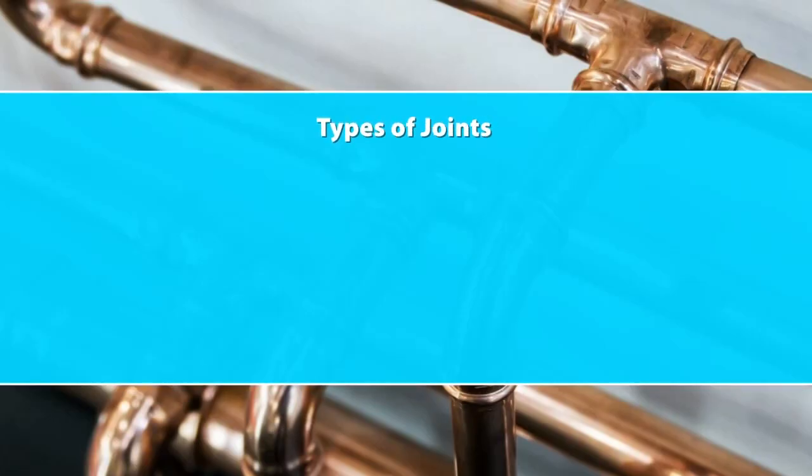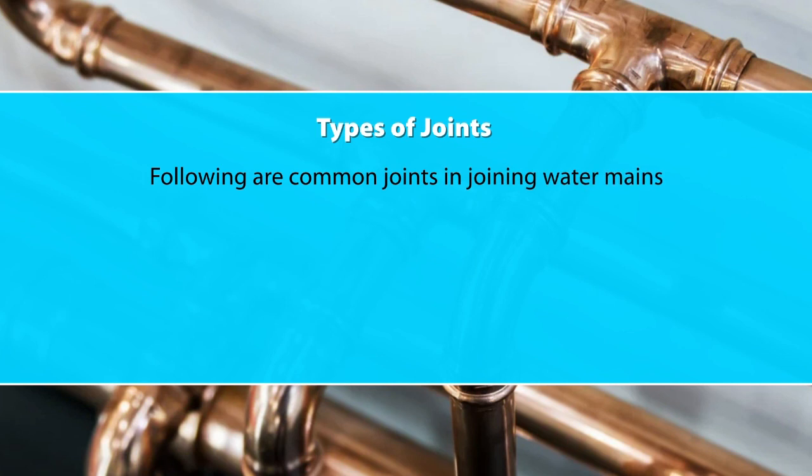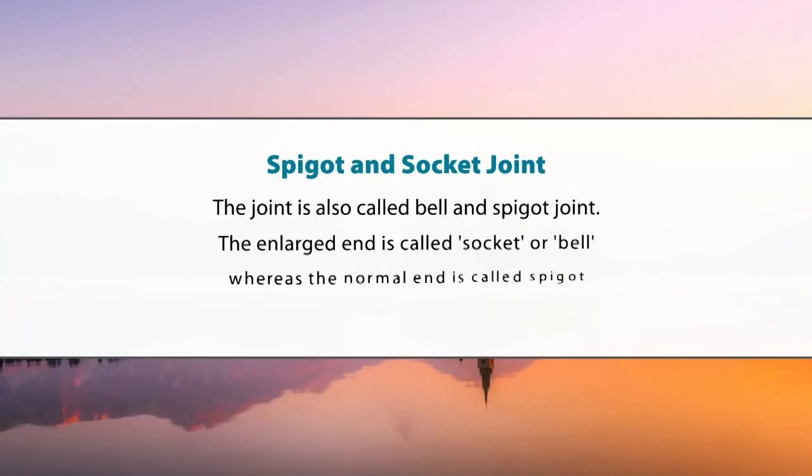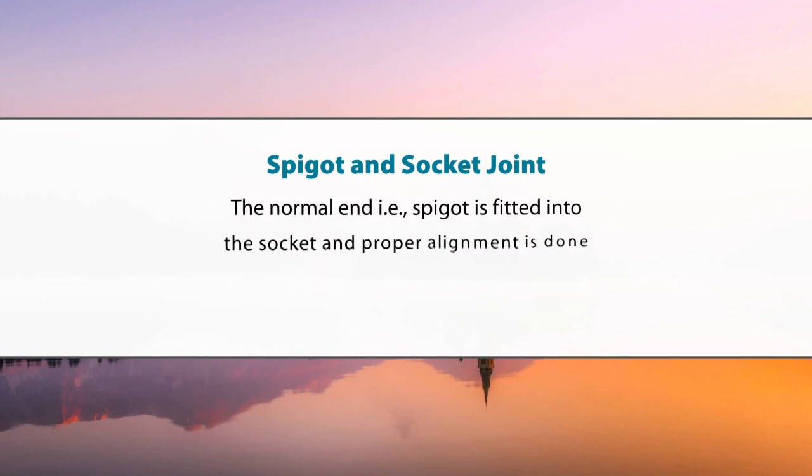Now, types of joints. The following are the common joints in joining water mains: spigot and socket joint, flange joint, expansion joint, and collar joint. Spigot and socket joint. The joint is also called bell and spigot joint. The enlarged end is called the socket or bell, whereas the normal end is called the spigot. The normal end, the spigot, is fitted into the socket and proper alignment is done.